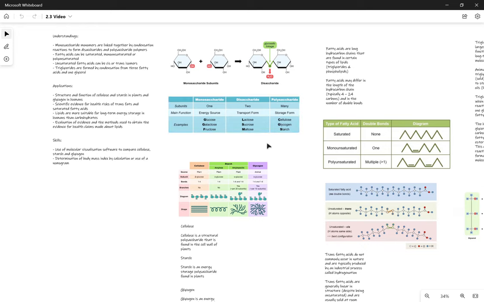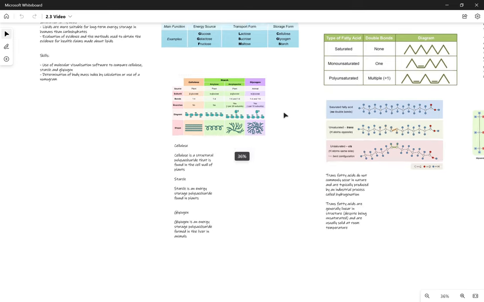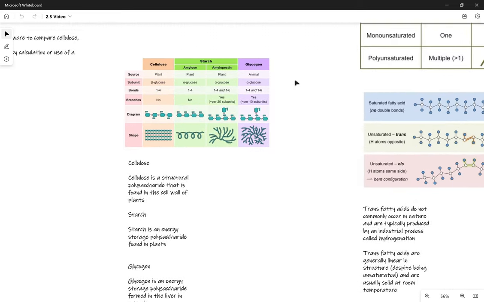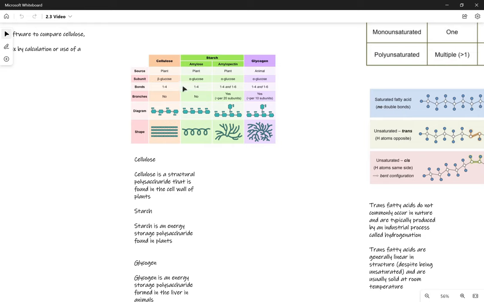So there's some examples of each type. Starch, cellulose and glycogen are all examples of polysaccharides. So these ones are found in plants, glycogen found in animals.